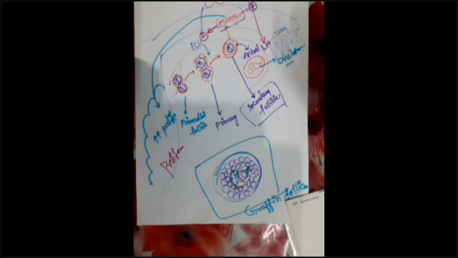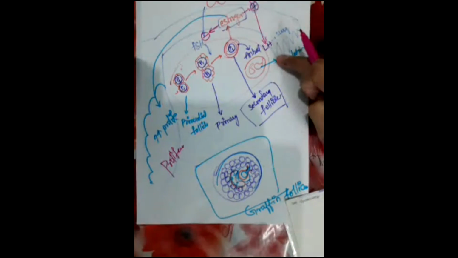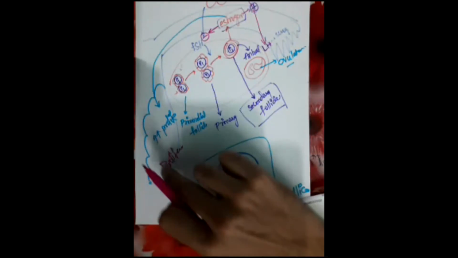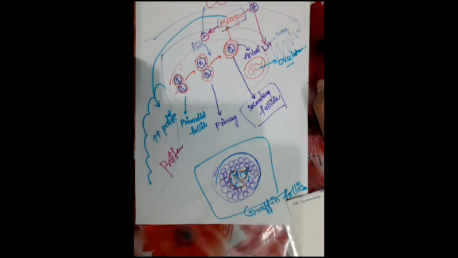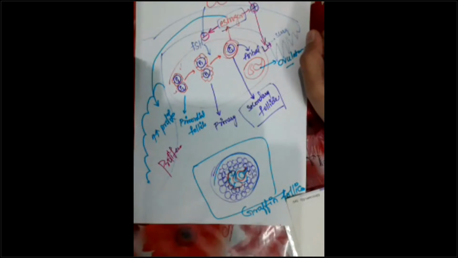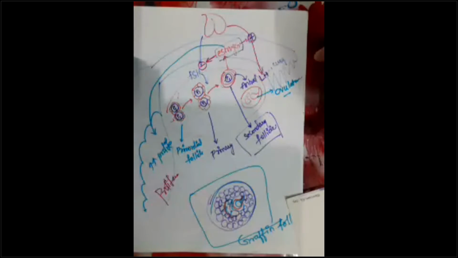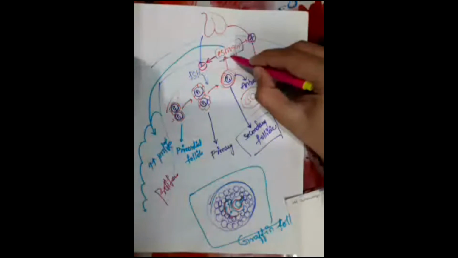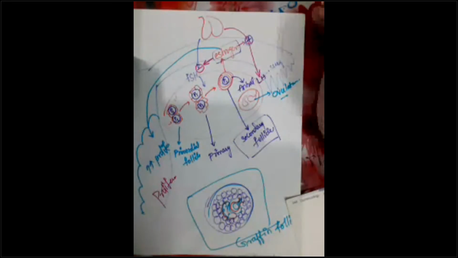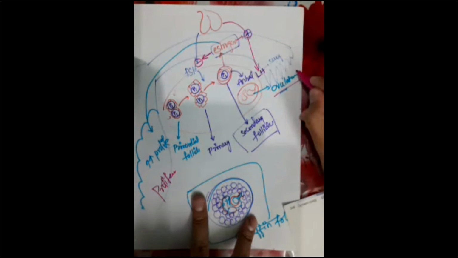So my proliferative phase of the uterus is coinciding with the follicular phase of the ovary. Why is this? This is due to the hormone known as estrogen, guys. Now what will happen? Estrogen itself has caused the LH surge. This LH surge will cause ovulation.